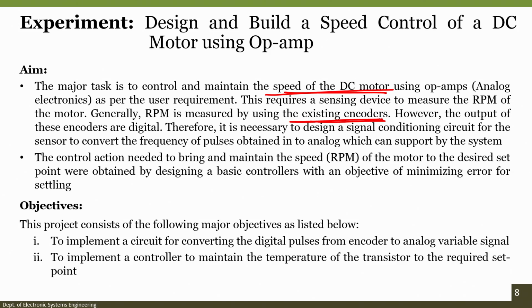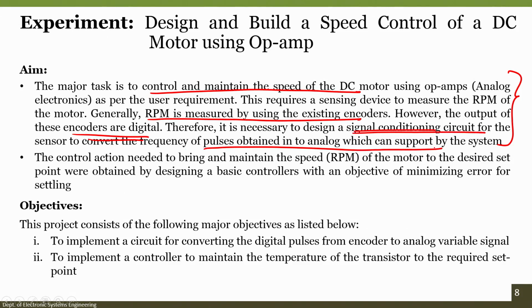So, we want to measure and control the speed of a DC motor, and to understand the rotations per minute, we require an encoder. However, the output of these encoders is digital. Therefore, it is necessary to design a signal conditioning circuit for the sensor to convert the frequency of pulses obtained into analog, which can support the system. The aim is not so easy to understand, but if you focus, you will understand that we want to control and maintain the speed of the DC motor, and then we have RPM measurement with the help of encoders. However, the encoders are digital, and that is why we require a signal conditioning circuit to convert the frequency of pulses into analog, which can support the system.